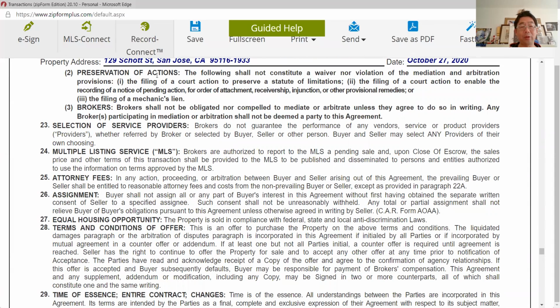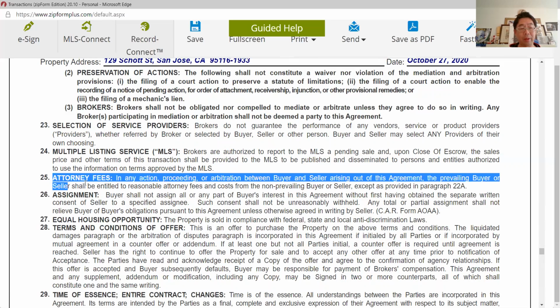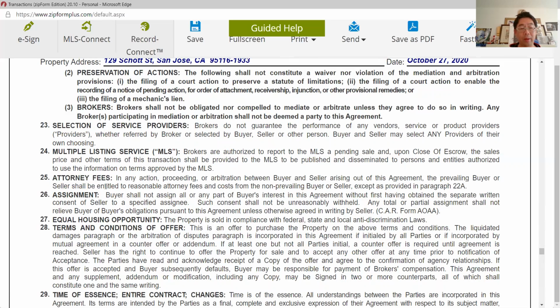And then this is preservation of the action. It should not constitute a waiver or violation of mediation. They still talk about a core thing, so I just want to go through that. There's an attorney fee when you go to mediation. This is just explanation right now. So just remember, this is the most important thing right here, but you don't want to go there. We don't want to go there because it will be very hard for people.